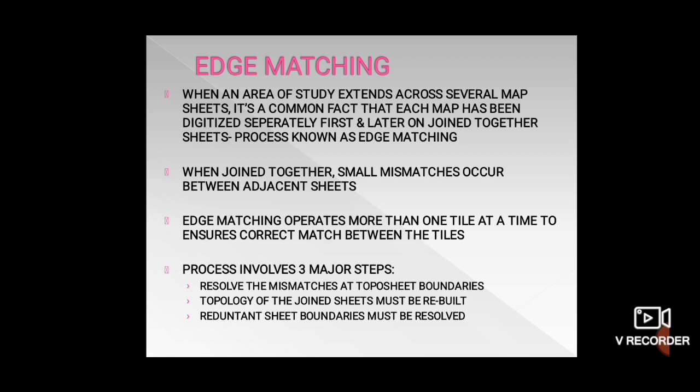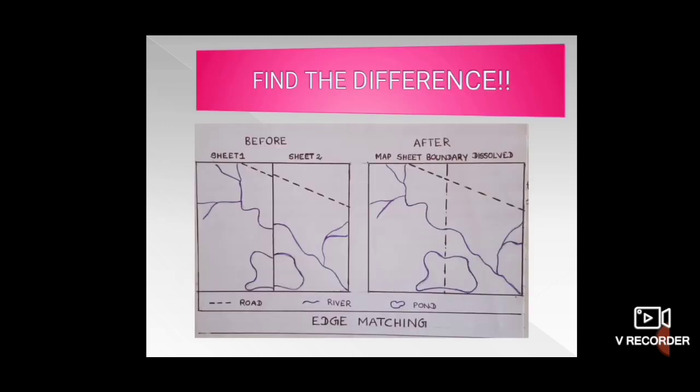Normally, when map sheets are joined after editing, reprojection, transformation and generalization, small mismatches will occur between the adjacent sheets. Here I will be showing the difference before an edge matching and after an edge matching. What happens here is that when two map sheets, sheet 1 and sheet 2, have been joined, some small mismatching occurred between those features.